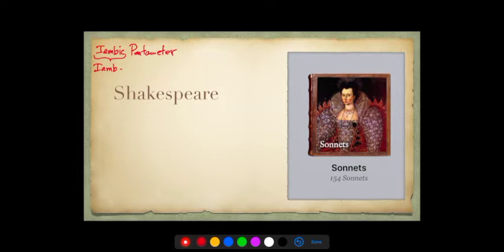So the iamb is an unstressed syllable followed by a stressed syllable. It would be like ta-da. You accent that second syllable. Unstressed syllable followed by a stressed syllable is one iamb. All right, so what you want to do is try to find a word that is an iambic foot.